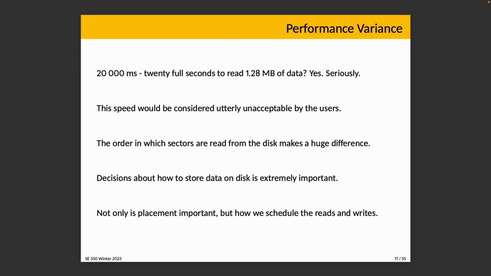Before we do that, and before we get too far away from the concept of scheduling, I want to talk about the idea of how to schedule the disk reads and writes.